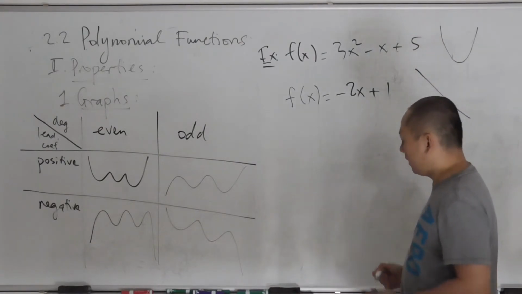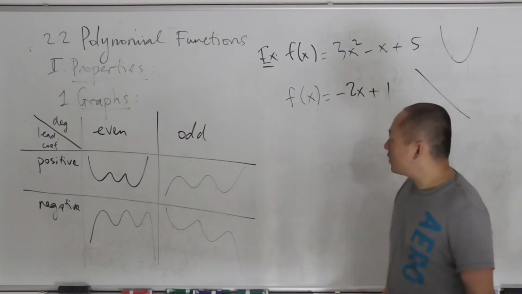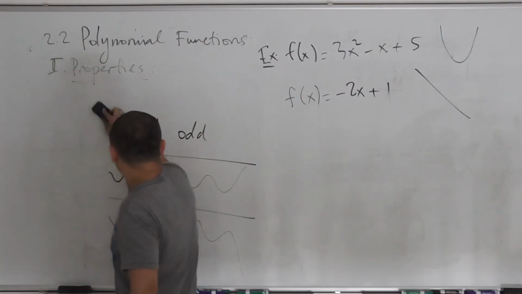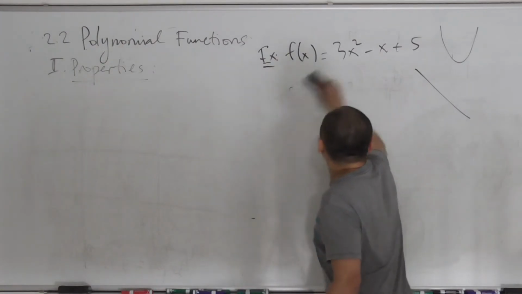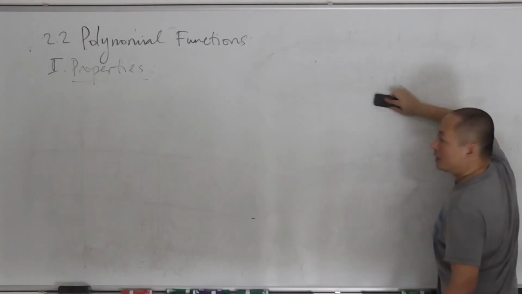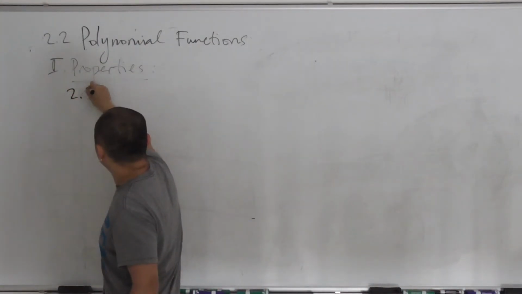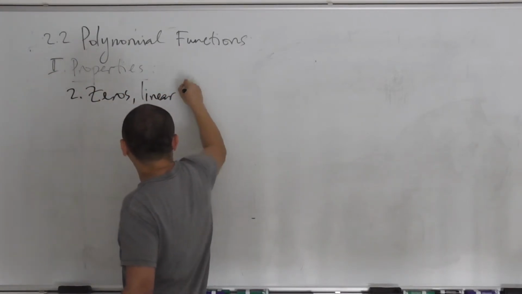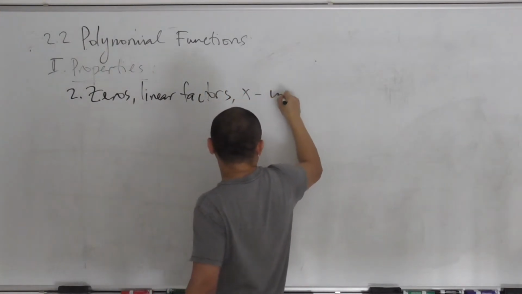Second property of polynomial functions. We'll talk about actually three things at once. All right? I'll be talking about zeros, linear factors, and the x-intercept.